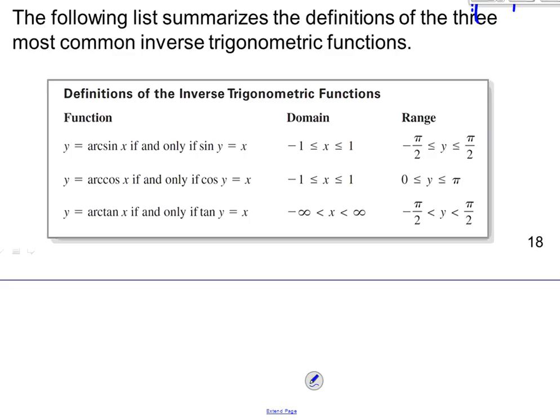So then here are the definitions of the inverse trig functions. This is where you want to make sure you have everything. So y equals the arcsine of x if and only if sine of y equals x. And so that's what you're looking at, the angle versus that ratio. And notice it's bound by negative 1 and 1, including those. And it goes from negative pi over 2 to pi over 2 for arcsine.